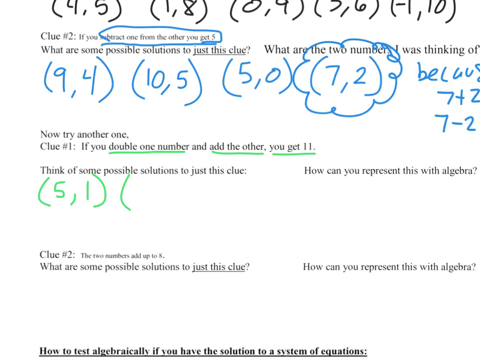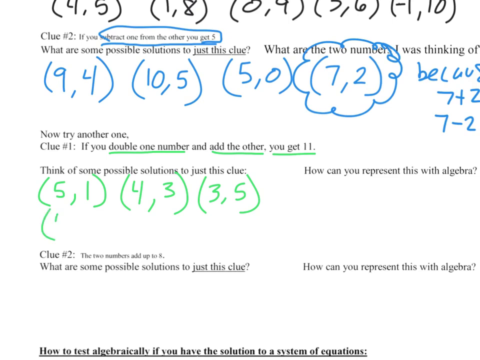Let's see, what happens if I double 4? 2 times 4 would be 8. What would I have to add to 8 to get 11? 3. So 4 comma 3 would be a solution to that, because if I double 4 and then add 3, I get 11. Well, if I double 3, I get 6, and 6 plus 5 is 11. So if I double 3 and then add 5, I get 11. So all of these are solutions to this.